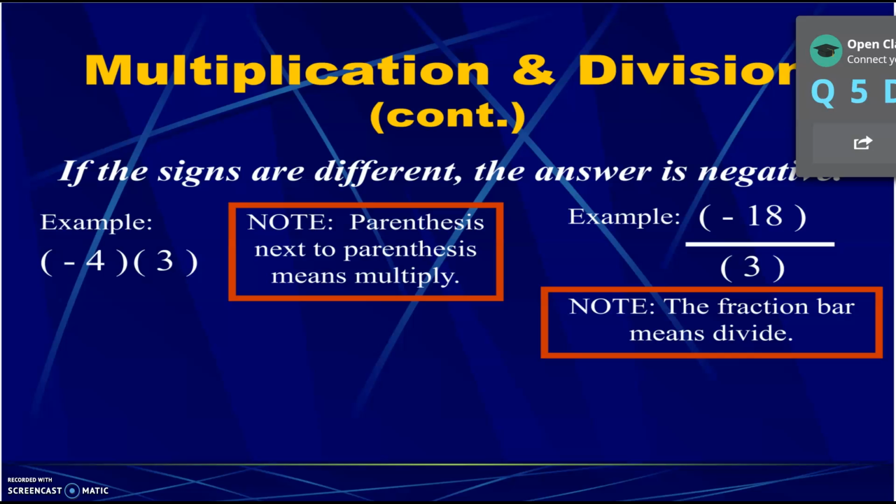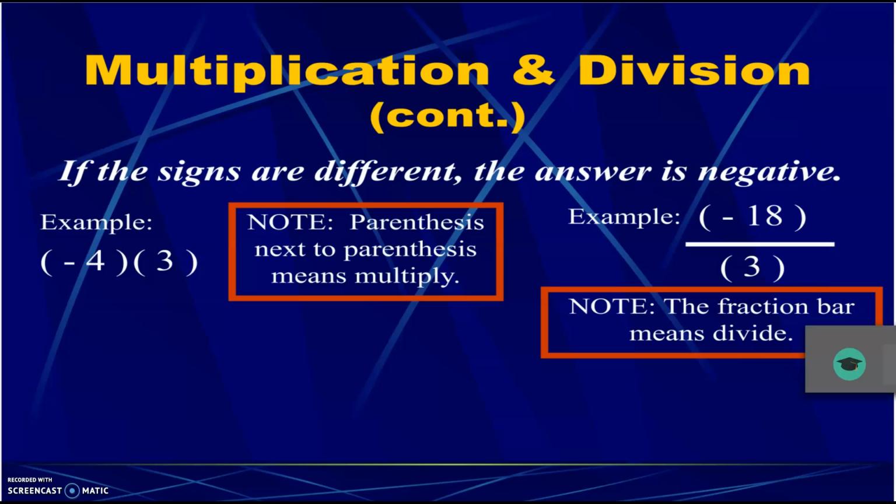Okay. So, look, we're not doing much else here. The signs are different. We just need to know the answer is negative. So that's the only thing that changes on these two problems. Same sign, the answer is positive. Different signs, negative. The process of multiplying 4 times 3 doesn't change. 4 times 3 is 12.